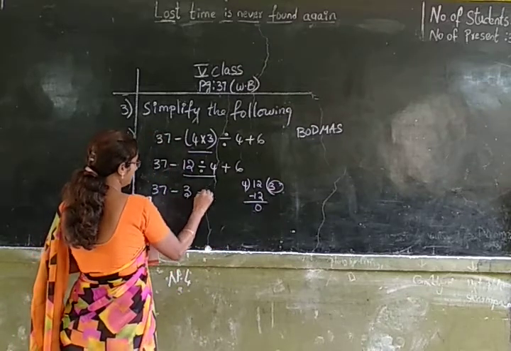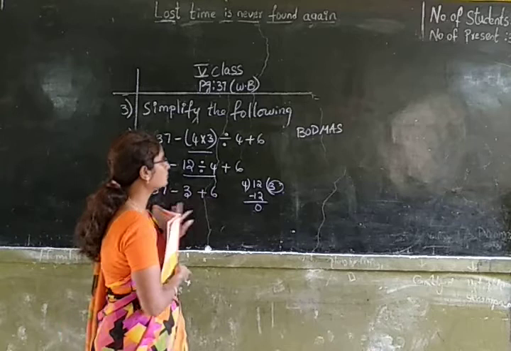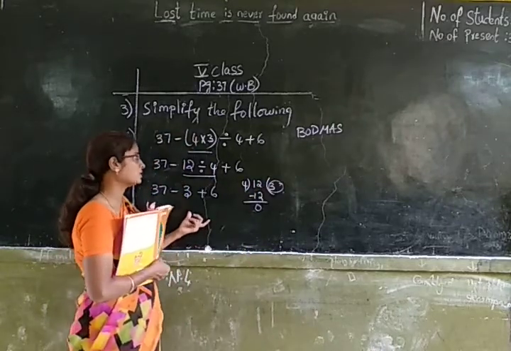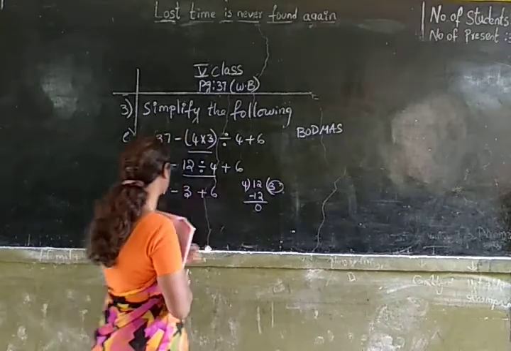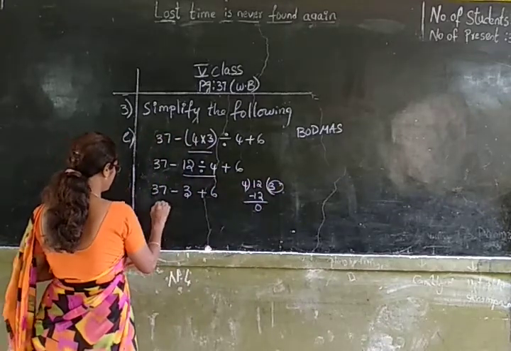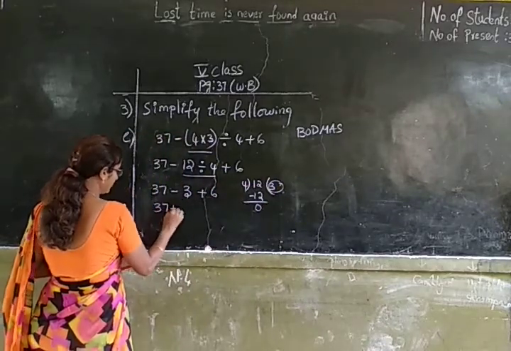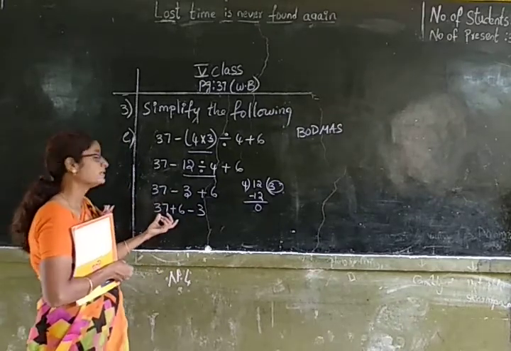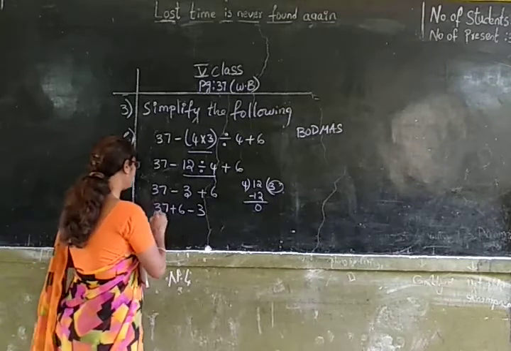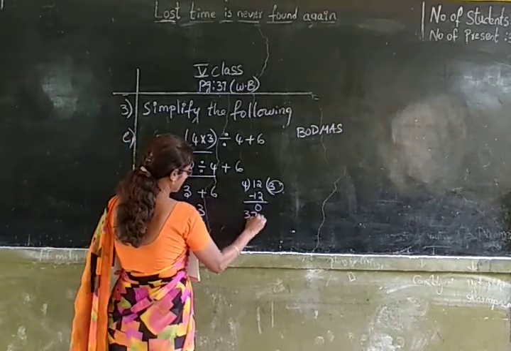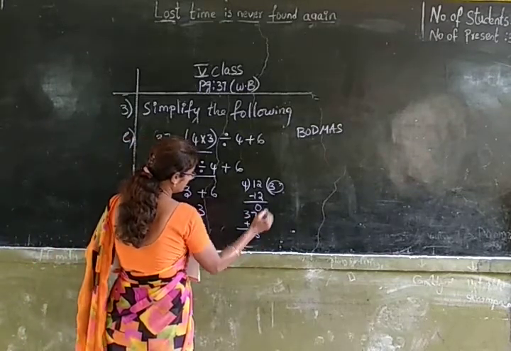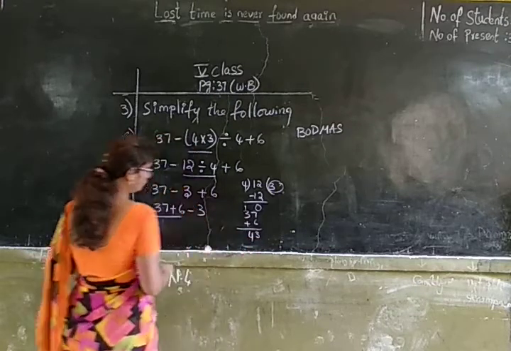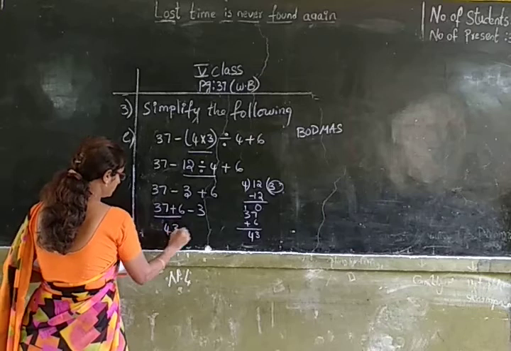Okay children? Plus 6. After division you have to do multiplication. But there are no terms which are having multiplication. So next you have to do the addition. For that you have to rearrange the numbers. 37 plus 6 minus 3. We have to rearrange the numbers which are having addition symbol. Now we have to add these two numbers. 37 plus 6. 6 plus 7 is equals to 13 and 3 plus 1 is equal to 4. That is equals to 43.